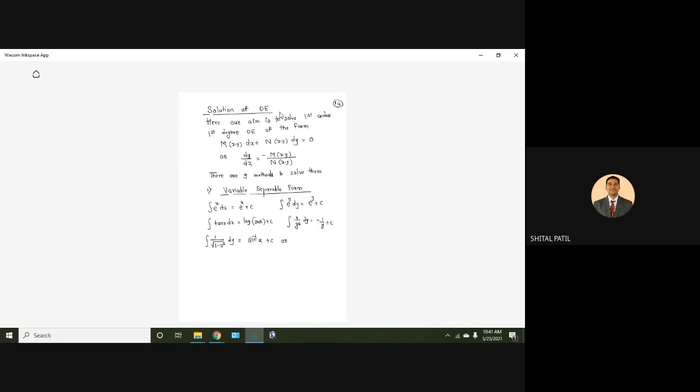Let me write whatever different answers you are getting. What will be the answer? Okay, let me take a simple example. What is the integration of y dx? Y square divided by 2 plus constant. Is anyone getting any different answer?